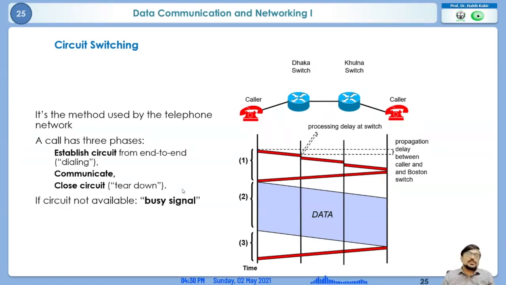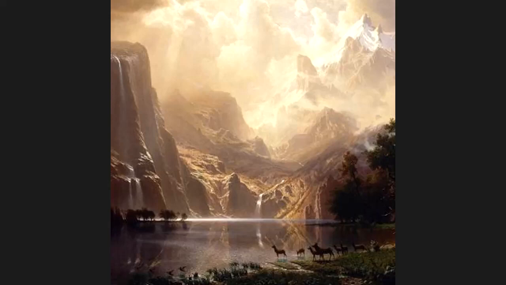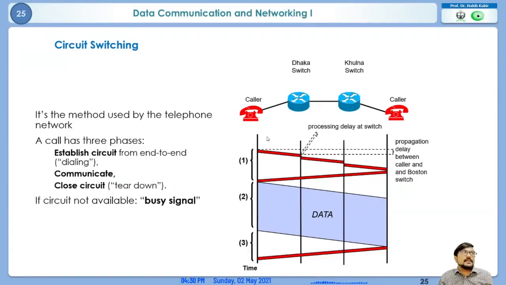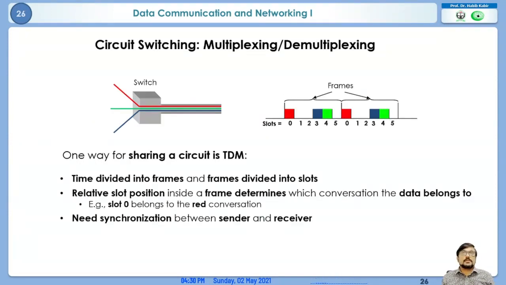I believe circuit switching is clear to you. This is very straightforward. Yes, sir, circuit switching is clear. So this is the circuit. But even in packet switching, don't think that we don't have the circuit. In packet switching we will have the circuit, but we use some brilliant technology.